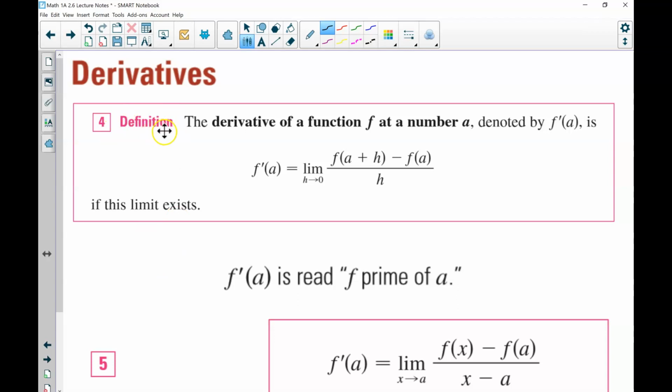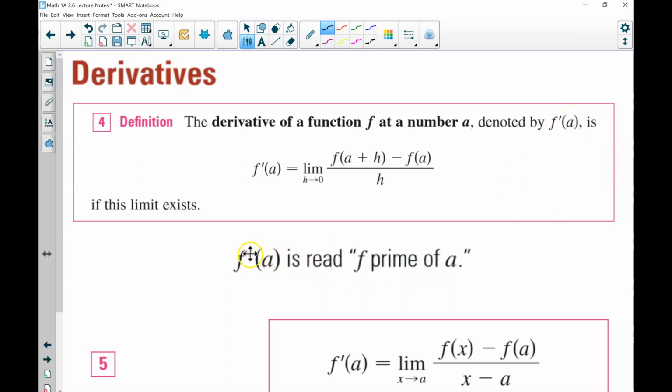So for number 4, here's a definition. The derivative of a function f at a number a is denoted by the following. The way that it is read, it is read as f prime of a. So the derivative, f prime of a, is equal to the limit as h approaches 0 of f of a plus h minus f of a over h, if this limit exists.